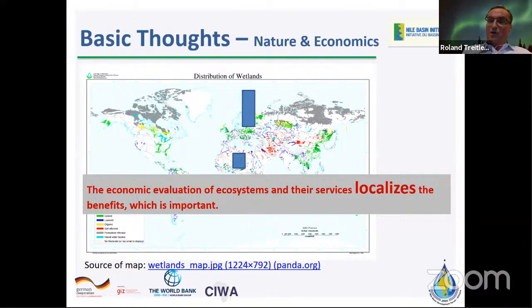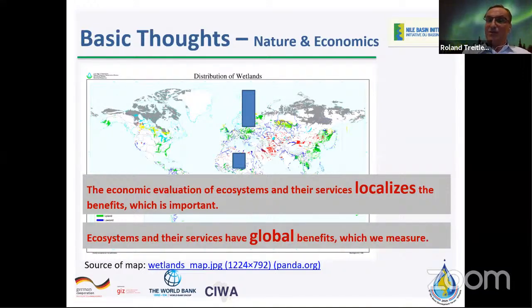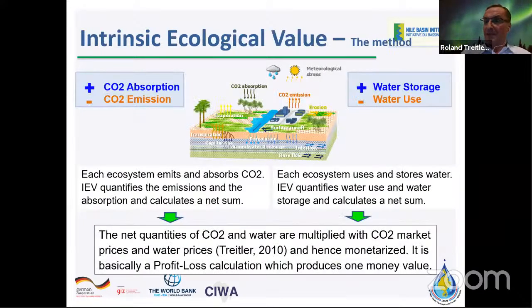So with this approach, we are localizing the benefits, which is important because it makes the values of the ecosystem more tangible for the people. Still, we think that ecosystems and their services also have global benefits, which we try to measure. The core process in nature, in the flora, is the photosynthesis. And the main parameters of the photosynthesis are carbon sequestration and the water cycle. And these are our main parameters for the intrinsic ecological value. We structure these four parameters in a bookkeeping structure and get from there an indexed value.